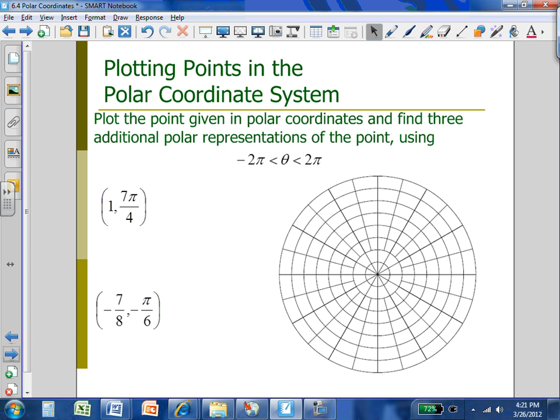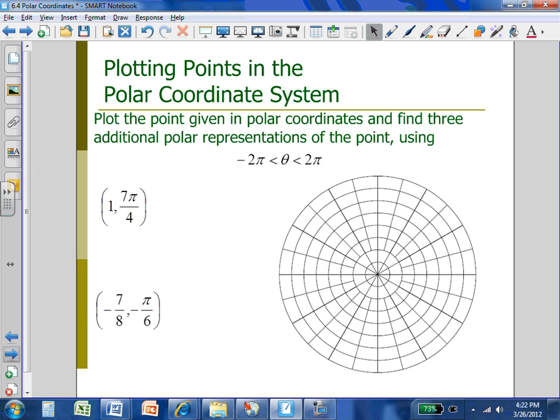Okay, plotting a point in the polar coordinate system, pretty simple. There are two ways to do it. You could do the radius first and then the angle, or you can do the angle and then the radius. It's not as easy to confuse as XY coordinates. So we're going to plot the point and then find 3 additional polar representations of the point. So you can represent a single point in more than one way.